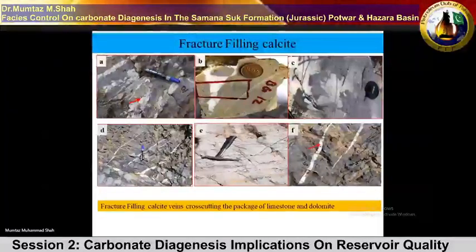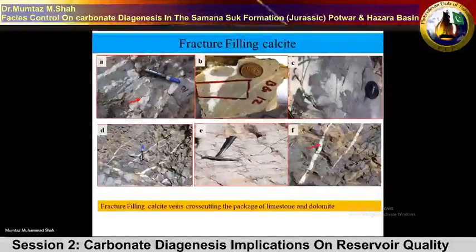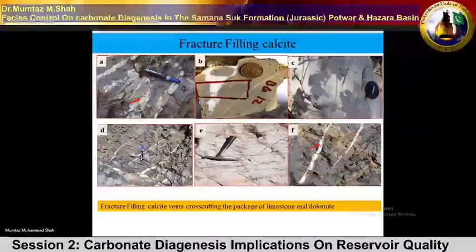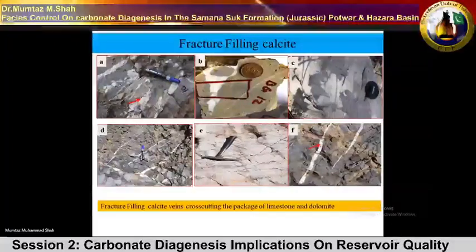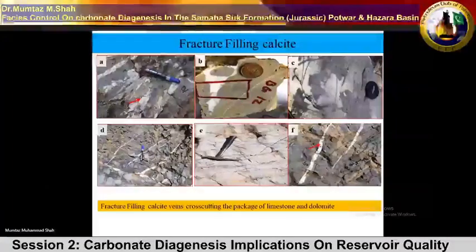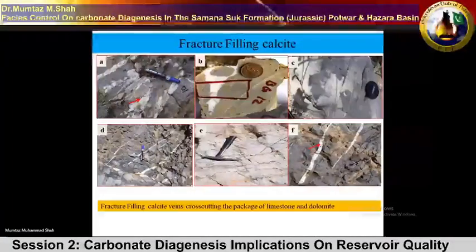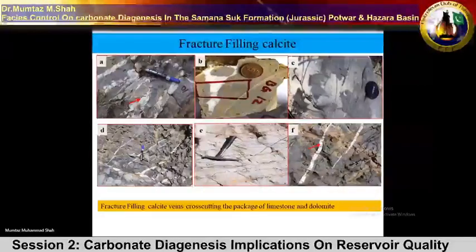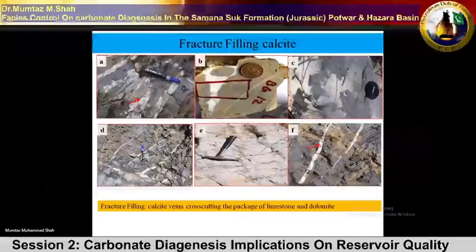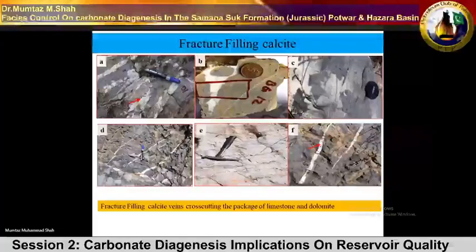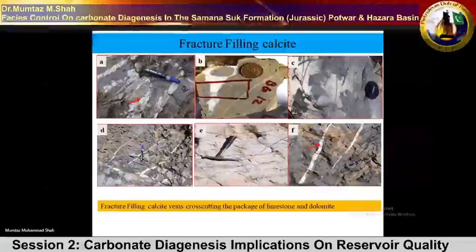Here in this particular slide, we can see that we have multiple sets of fractures which are being filled by calcite, and these calcites are younger than the dolomites. What we can see over here, they are cross-cutting these dolomite bodies, so they represent a late stage of their formation.